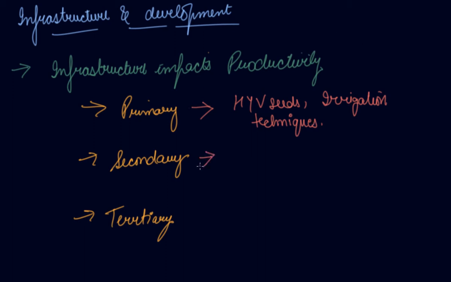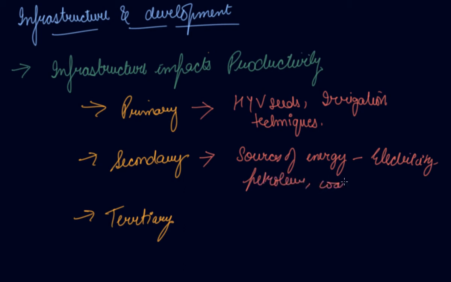Then if I talk about secondary sector, the industrial sector, there is increase in the sources of energy like electricity, petroleum, coal, etc. So what these sources of energy or this infrastructure development of electricity has done, it has helped the industrial sector to improve the productivity. Earlier they used to produce less, but due to these the high level of production is possible.